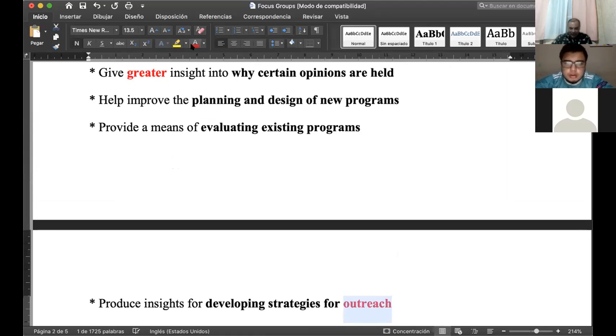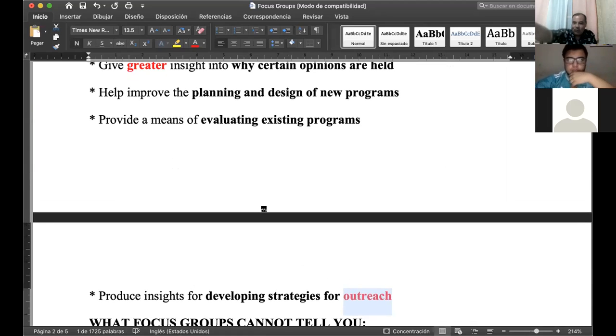Outreach, developing strategies for outreach. Okay. For example, my market is only these people. Okay. But if I want to outreach, so if I want to go to other markets, so that is outreach. Not only the market that I have, but to outreach other markets. Go beyond my reach. Is that clear? Okay. Reach es alcance. And outreach, fuera del alcance. Developing strategies fuera de alcance. Outreach. Okay? Yes, good.